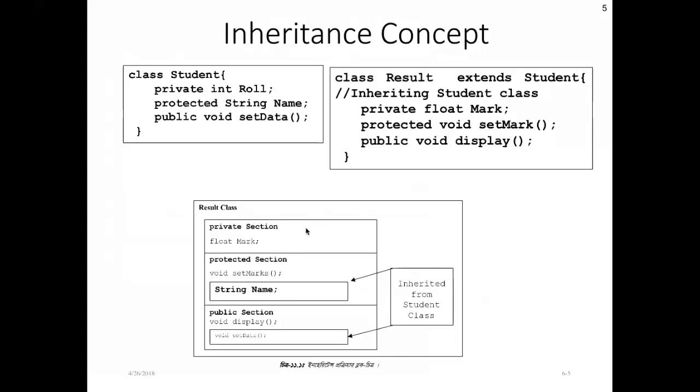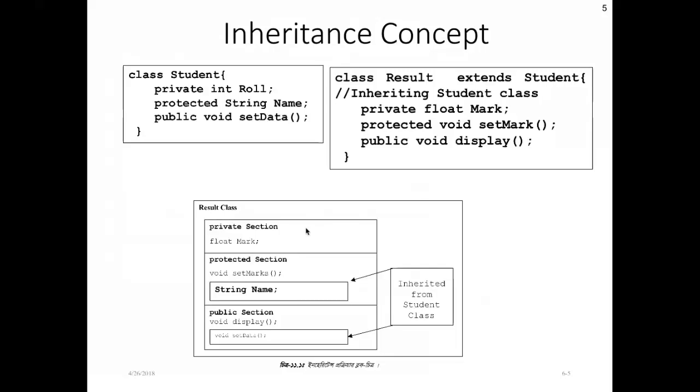But private components, private properties, are not inheritable. One thing that you should remember for now is that any private property of a class is not inheritable. We can inherit only protected, public, and default properties. I will tell you in a minute what the differences are.